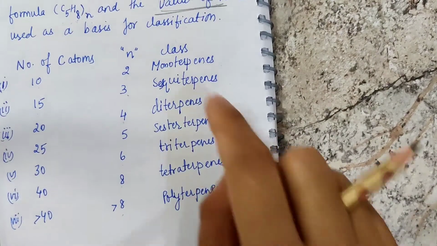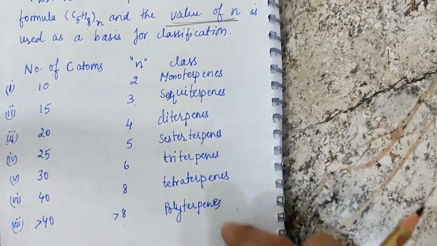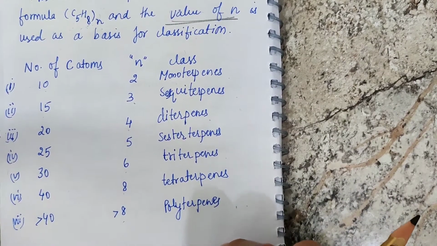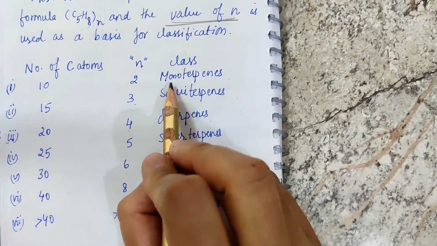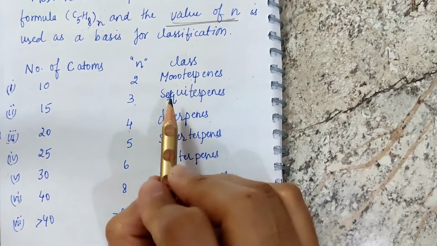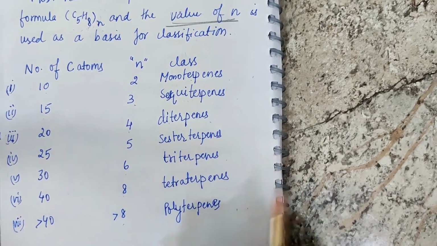This is the classification for terpenes, but similarly terpenoids are also named in a similar way. Terpenoids are the oxidized form of terpenes. So it is written as monoterpenoids, sesquiterpenoids, diterpenoids. That way it is named.